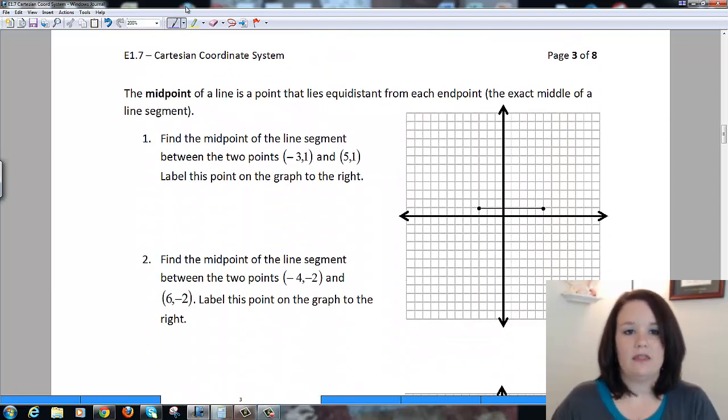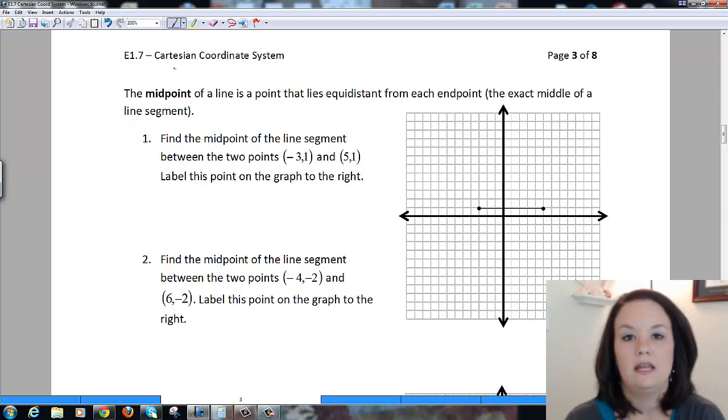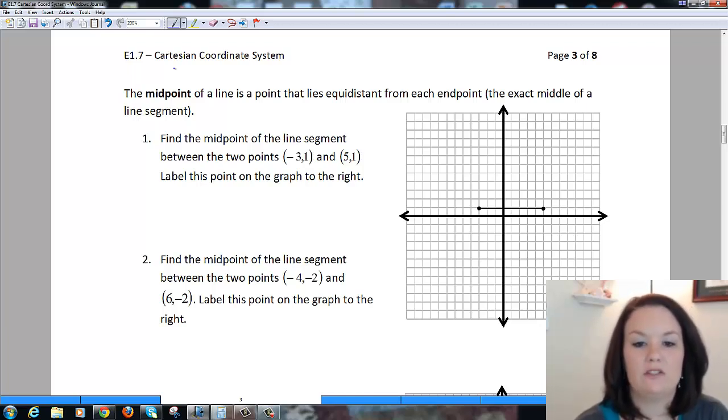Here I want to go ahead and think about what the midpoint is. The midpoint of a line is the point that lies equidistant from each endpoint. In other words, it means it's the exact middle of that line. So here I have a line graphed for me. It says find the midpoint of the line segment between the 2 points -3,1 and 5,1. Label this point on the graph to the right.